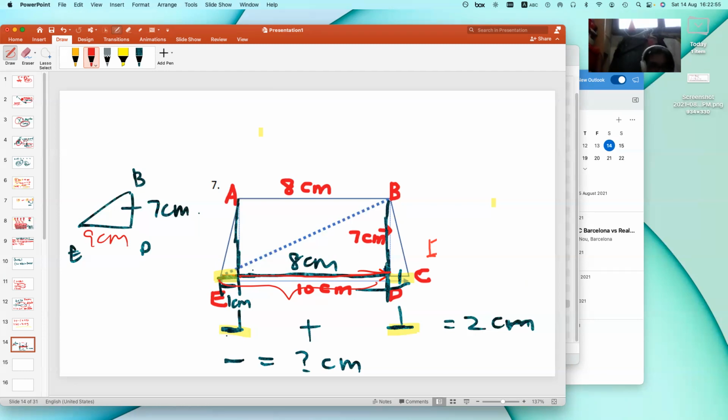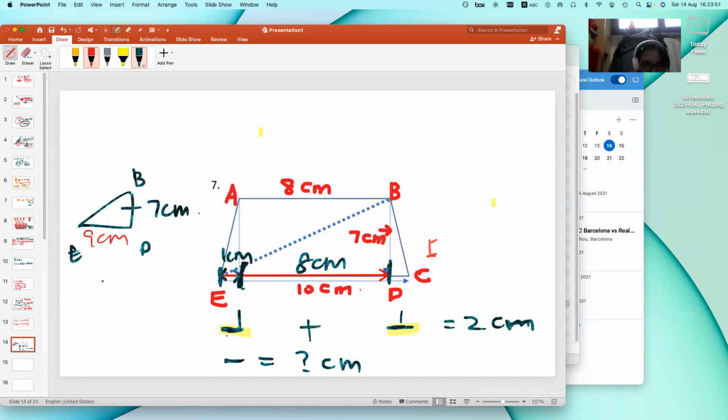Okay. Why 9 cm? Quick, answer my question. Because the line down here to here is 8. And then this small part is 1 cm. Correct. So therefore you add it up, so you get 9 cm.